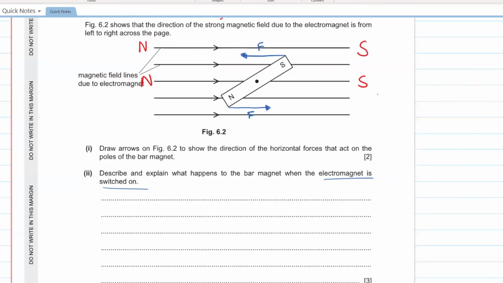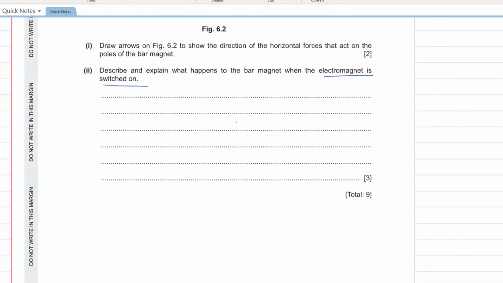Sir, what are you saying? I cannot understand that. Leave everything aside. Assume that this is a meter rule, not a magnet. You are applying a leftward force like this and a rightward force like this. This will start to rotate because you are generating a moment here. So you can write this here.